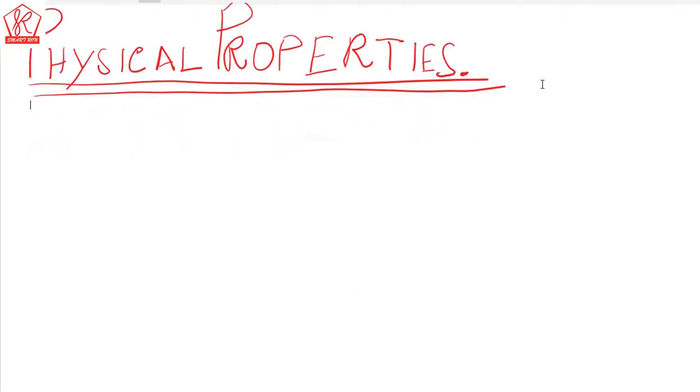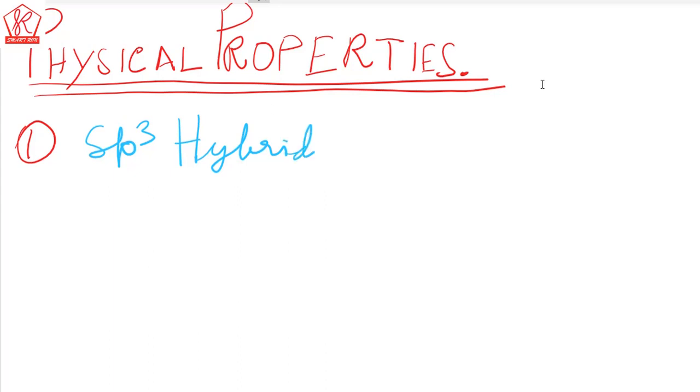Okay, so moving on to the physical properties of haloalkanes. So first of all, point number 1, we have the hybridization of haloalkanes. So all the haloalkanes that we will see in this chapter or anywhere we will see haloalkanes, all of them will be sp3 hybridized. So let me write it down, sp3 hybridization. So sp3 hybridization, let me show it to you.